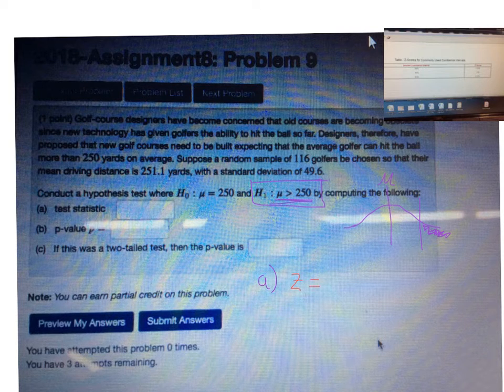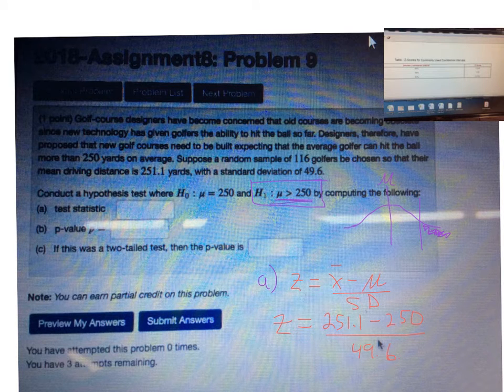The Z-score formula is that you take your raw value minus your mean over your standard deviation, and that's going to give us a Z-score. So in this case, if we put in the 251.1 as our raw score, and we minus the 250, which is our set mean that they told us, and our standard deviation is 49.6, we're going to get a Z-score, okay? That Z-score is our test statistic, which is hard to say.